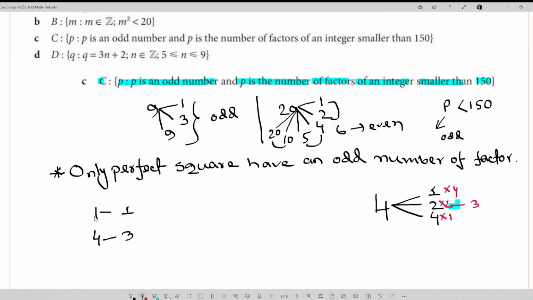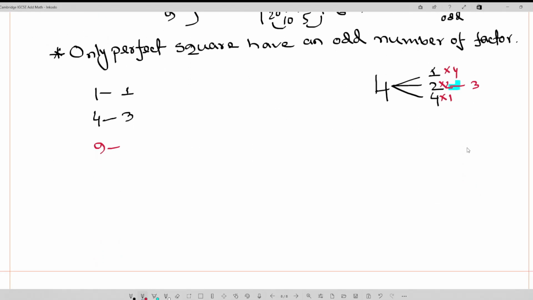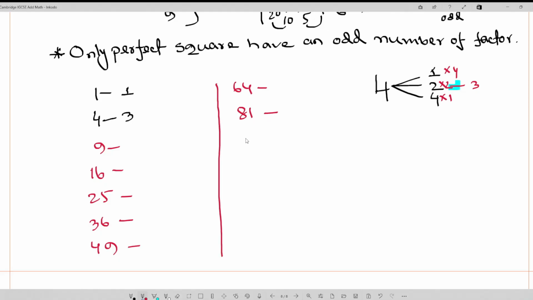Similarly, next, what are the perfect squares? So 1, then 4, then 9, we can write everything. Next 16, next 25, next 36, next 49, all are perfect squares. Next 64, then 81, it means 9 times 9, then 100, then 121, then 144. All are perfect squares, and we know perfect squares have an odd number of factors.